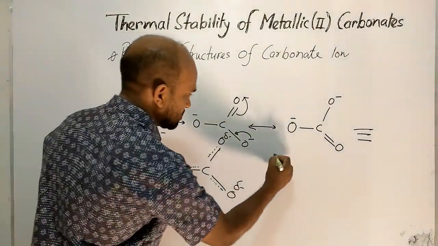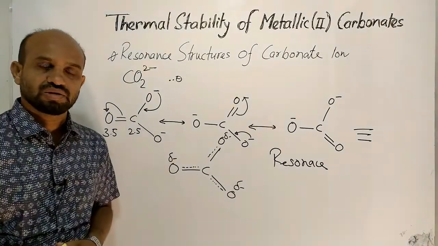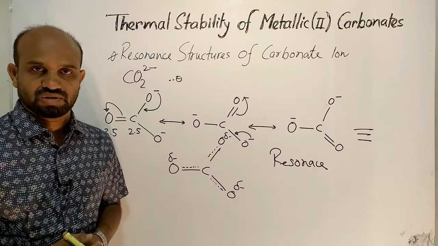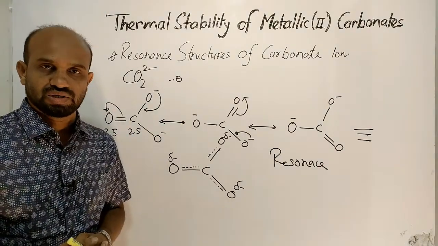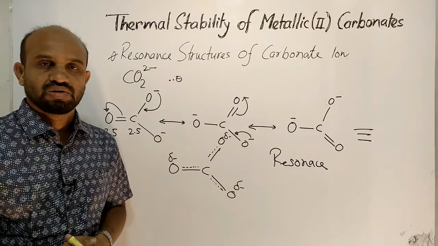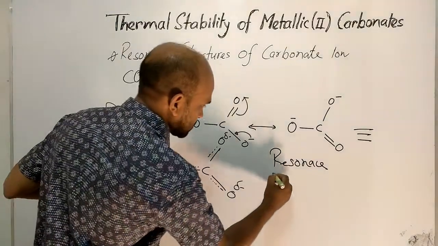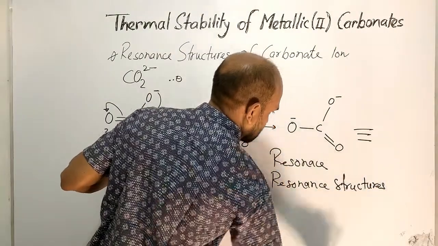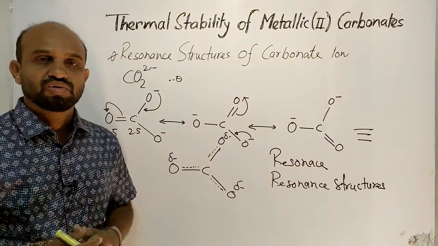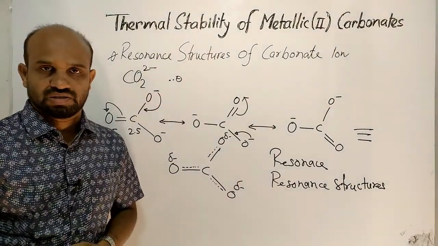So here, what is resonance? The movement of electrons within a molecule through bonds is called resonance. That means simply movement of electrons in a molecule is called resonance. And then resonance structures. The structures obtained through movement of electrons are called resonance structures.